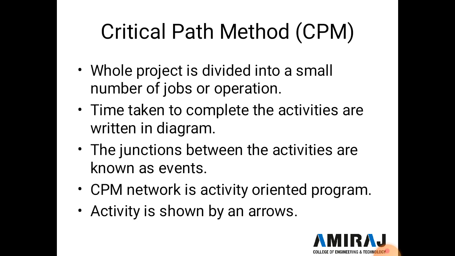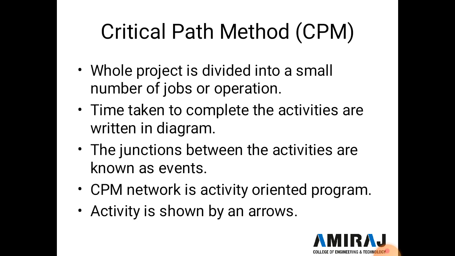The junction between the activities is known as an event. So here the junction is denoted by events. Events are denoted by numbers 1, 2, 3, 4, and activities are denoted by alphabets A, B, C, D. And the CPM network is an activity oriented program.